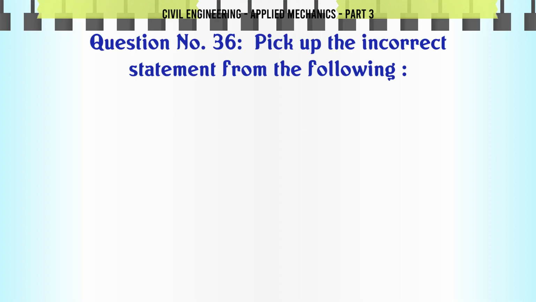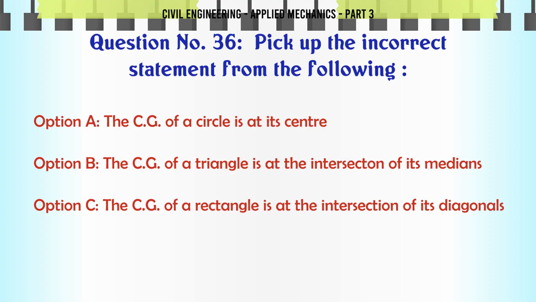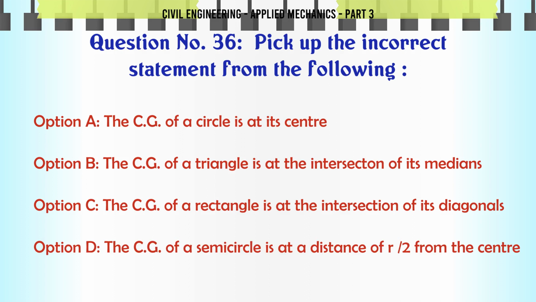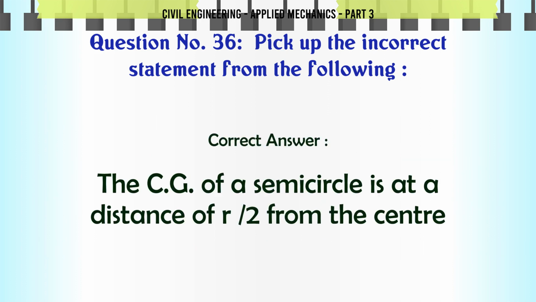Pick up the incorrect statement from the following. A. The CG of a circle is at its center. B. The CG of a triangle is at the intersection of its medians. C. The CG of a rectangle is at the intersection of its diagonals. D. The CG of a semicircle is at a distance of r/2 from the center. The correct answer is the CG of a semicircle is at a distance of r/2 from the center.